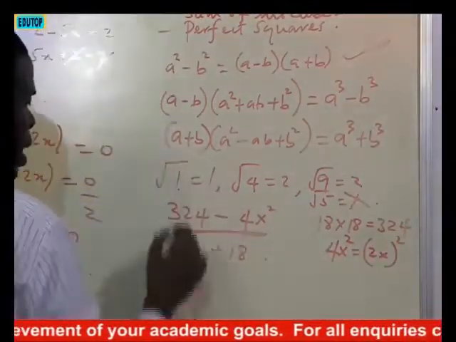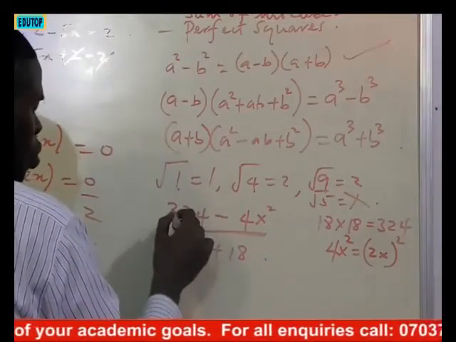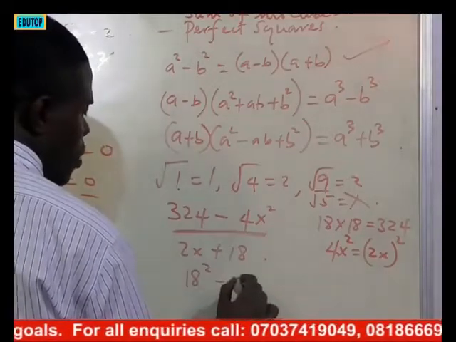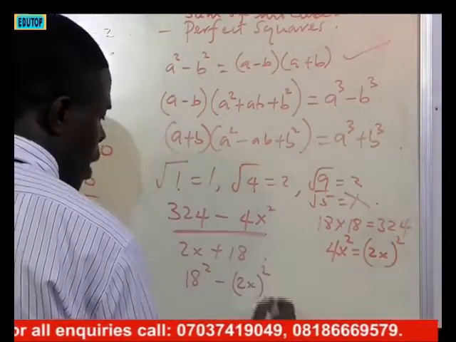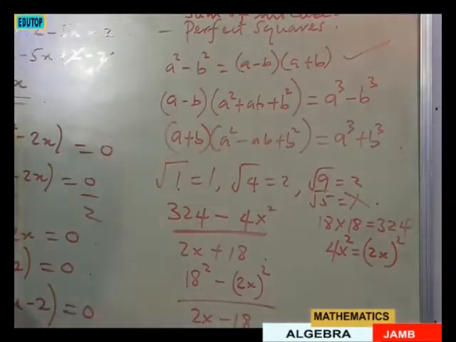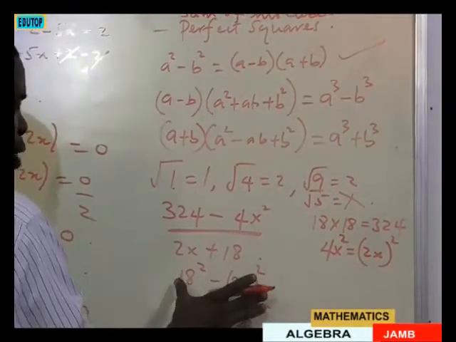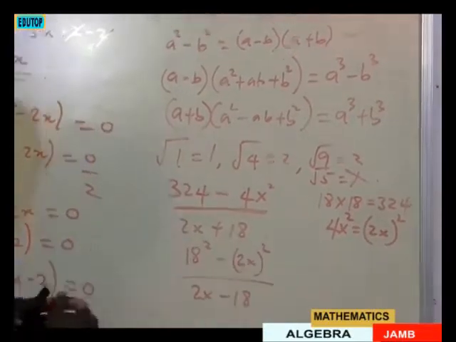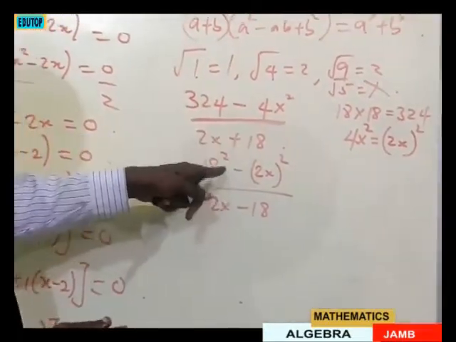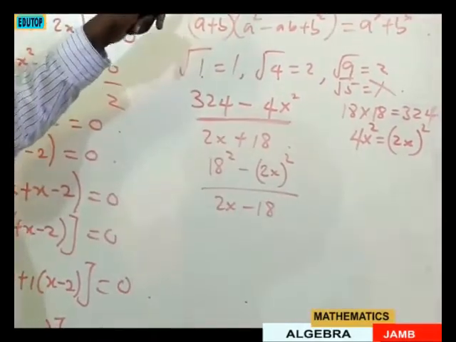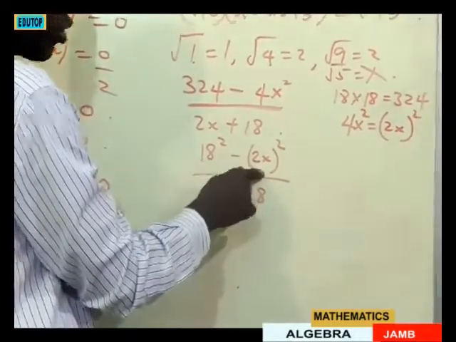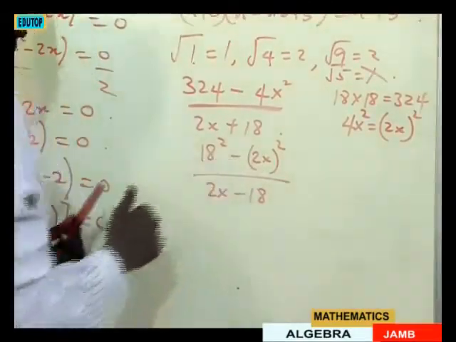So I can come here and say 324 is 18 squared. And this one is given as what? 2x all squared over 2x plus 18. So now we can apply. Why we need to resort to this? Because I sense that they are trying to apply a principle, and that principle is what? Difference of two squares. Because now you are seeing this square, you are also seeing this square, and there is a difference, that's minus in between them.